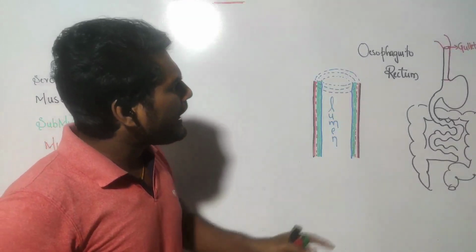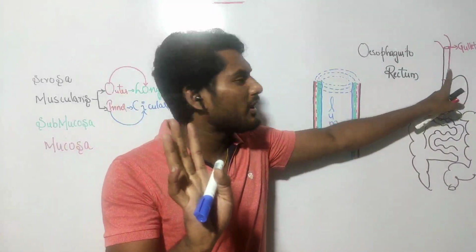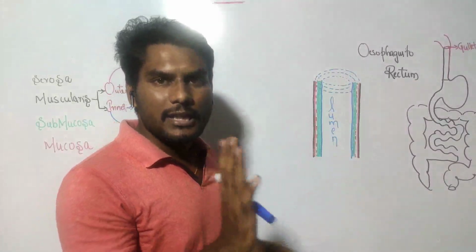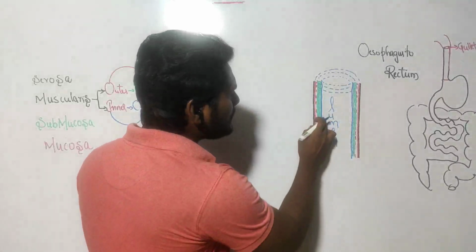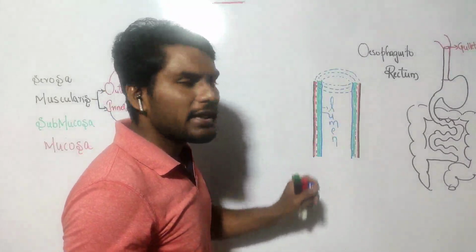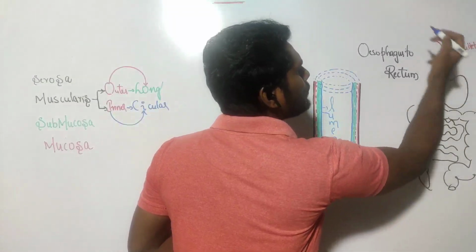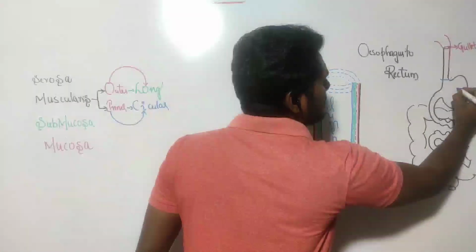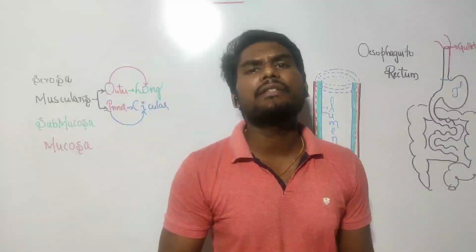Food will pass. So actually when you see the wall, it appears like one layer, but it is not made up of one layer. It is made up of serosa, muscularis, submucosa and mucosa. So mucosa is in direct contact with whom? Lumen. After the esophagus, next is what? Stomach. What is the shape of the stomach? J shape. What is another name for the stomach? Gastric. Because of that only we say gastric problem.